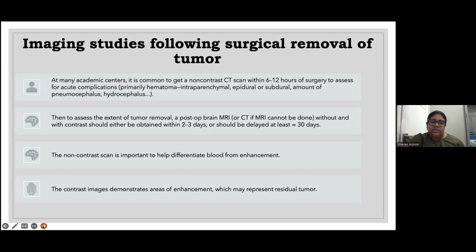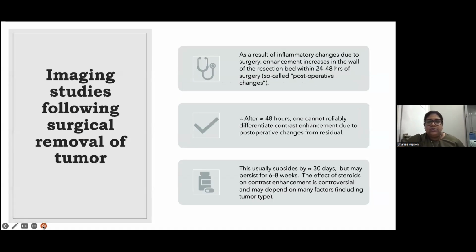The non-contrast scan is important to help differentiate blood from enhancement on the contrast images. The contrast images demonstrate areas of enhancement, which may represent residual tumor. As a result of inflammatory changes due to surgery, the enhancement increases at the wall of the resection bed within 24 to 48 hours of surgery, and this is the so-called post-operative change.